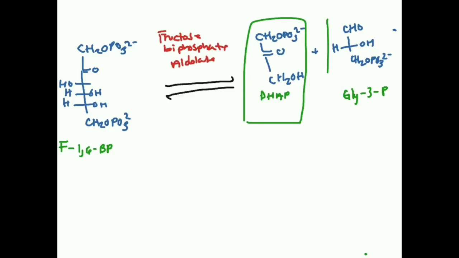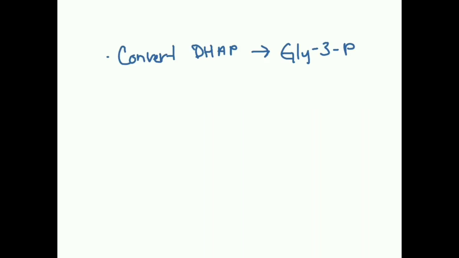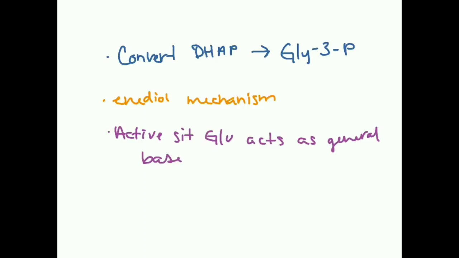The last reaction of the first phase is triose phosphate isomerase. The goal of this reaction is to convert the DAP obtained from the previous reaction to glyceraldehyde 3-phosphate. This reaction involves an enediol mechanism. Active site glutamate acts as general base. Again, the enzyme takes the name of the reaction, which is triose phosphate isomerase, also known as TPI.